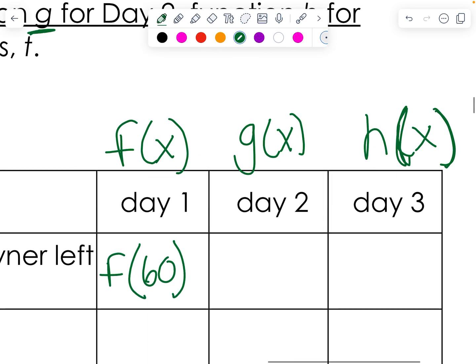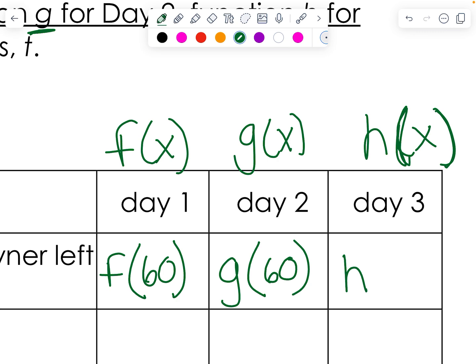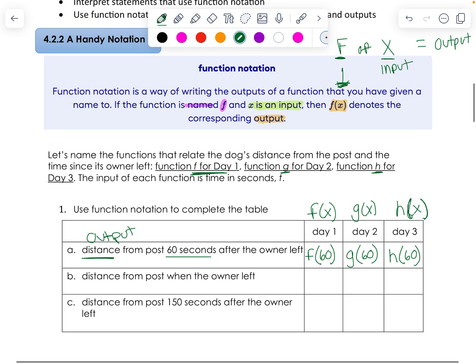So day 2, similar, we named it g. The input is still 60, so g of 60. Day 3, we labeled as h. The input is still 60. Okay?